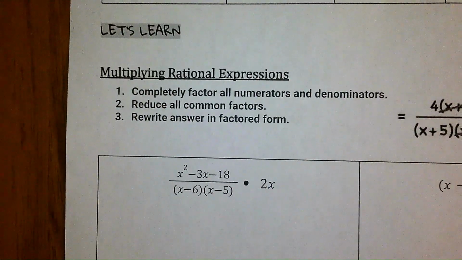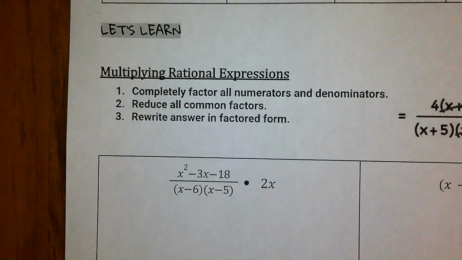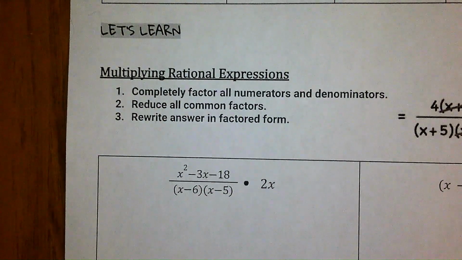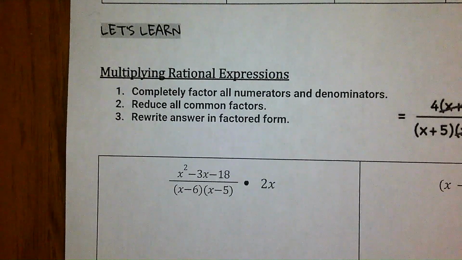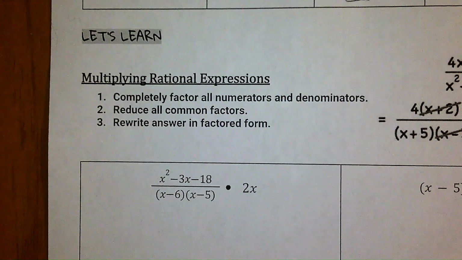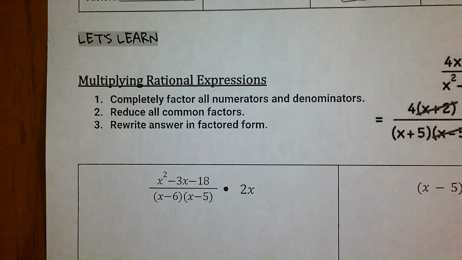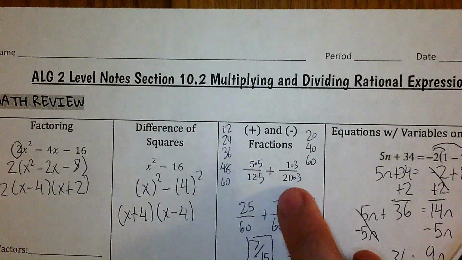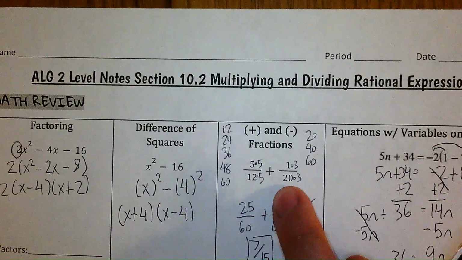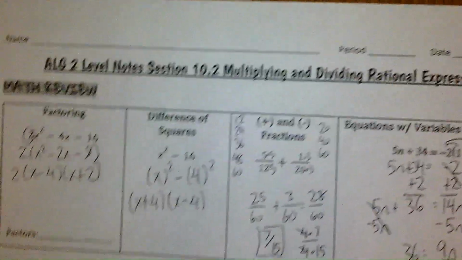Okay, so multiplying rational expressions. We learned how to add and subtract on 10.1, but now we're going to multiply. So here are the steps. Completely factor all numerators and denominators, and reduce all common factors, and then rewrite the answer in factored form. So unlike adding and subtracting fractions, we don't need a common denominator to multiply and divide. We do not need to.